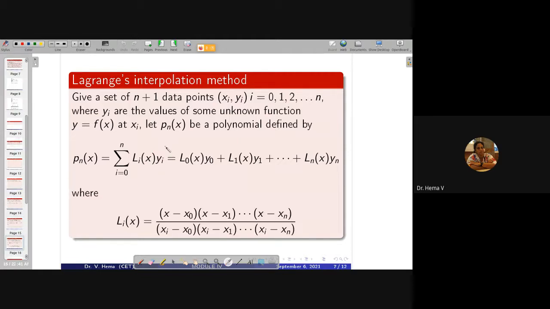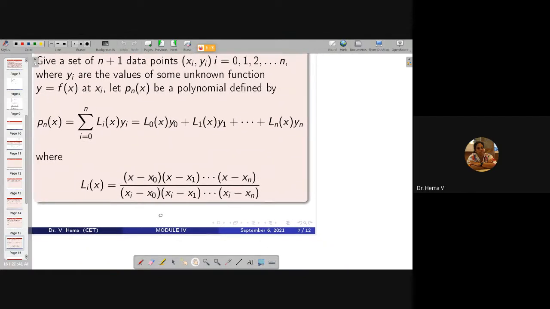What is this Li? You have to make sure that you are learning it properly. This is a symmetric function: x minus x0 in the numerator, and correspondingly in the denominator it will be xi minus x0. The i is the suffix which is connecting here. So x minus x0 by xi minus x0, then x minus x1 by xi minus x1, etc., x minus xn by xi minus xn.